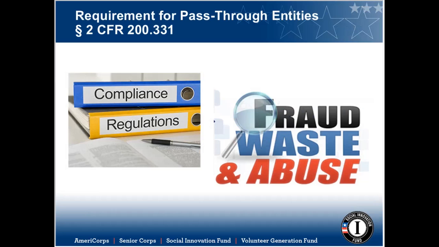In regards to monitoring, a key requirement of the SIF terms and conditions is for the intermediaries to follow the uniform guidance. 2 CFR 200.331 contains the requirements for pass-through entities or intermediaries. There's a list required for you to disclose certain information in your agreements, MOUs, or contracts. All of these requirements imposed by the intermediary entity on the subgrantee are to ensure that the federal award is used in accordance with the federal statutes, regulations, terms and conditions, and purpose of the grant.